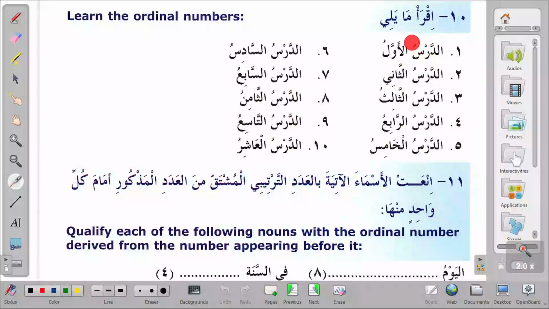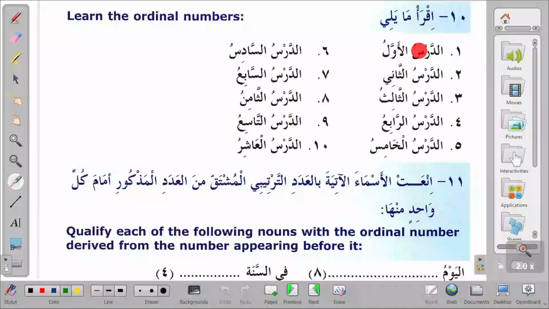If this one is nakira or ma'rifa, the other should also be nakira or ma'rifa. And then the same thing applies to the case, the i'rab. If this one is marfu', here also marfu'. So those 4 conditions of na'at and man'ut apply here. If it is feminine, the ranking must be feminine. The number 2 will be feminine.